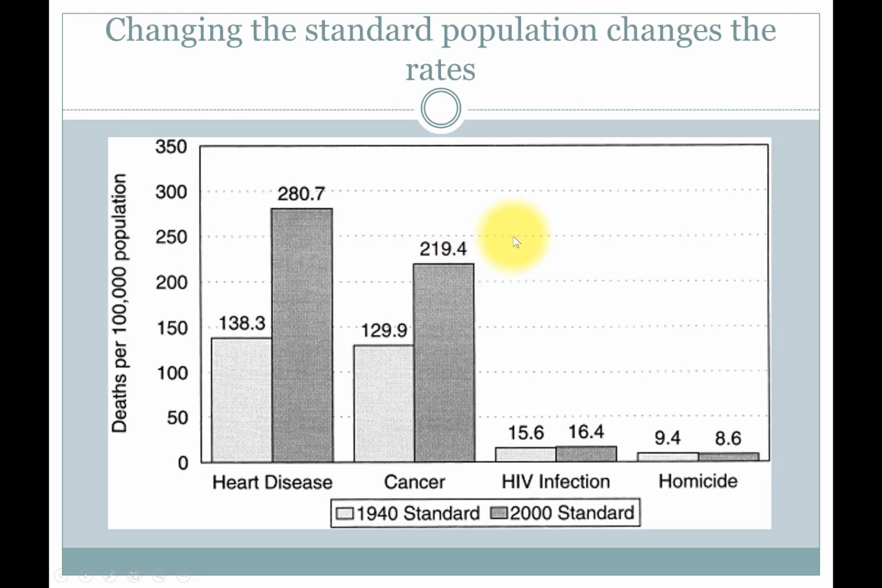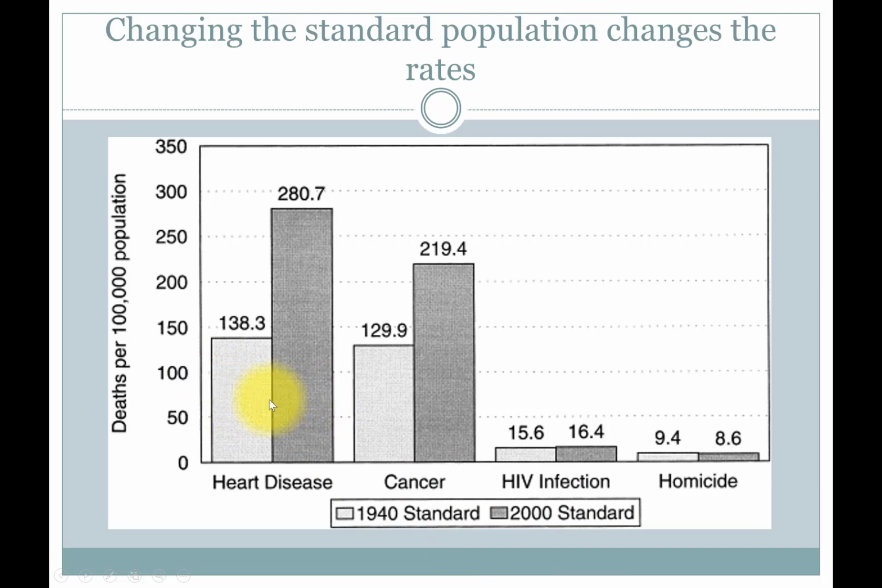And finally, we can see that by changing the standard population, we are also going to see a change in the chronic disease rates. Greater numbers of older adults translate to increased rates of the most common chronic diseases, such as cardiovascular disease and cancer. So you can see here an increase, right, for heart disease. It went much higher. Okay, so this is the 1940 standard, and this is the 2000 standard.